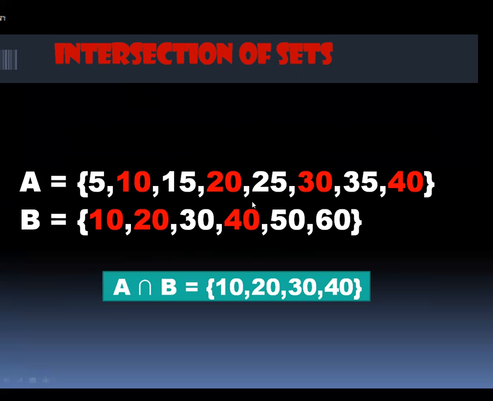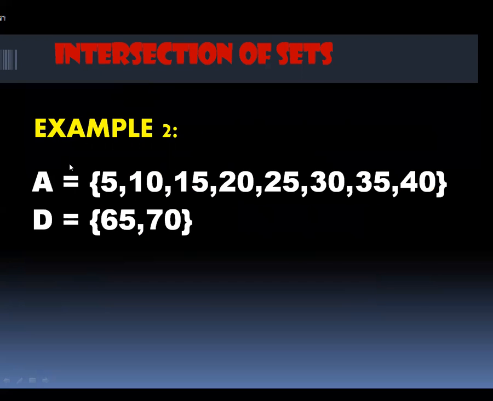So intersection of A and B is equal to, okay, you're going to put the symbol for intersection between the names of the two sets. Intersection of sets A and B is equal to 10, 20, 30, 40.